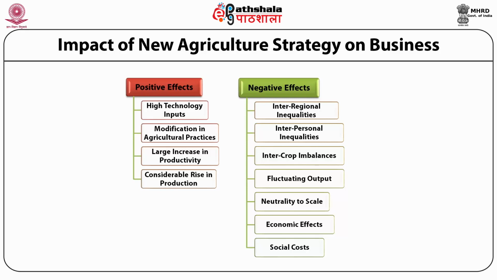First negative effect is that inter-regional inequalities have increased and interpersonal inequalities have also increased. This has led to a disturbed cropping pattern as well, and there has been intercrop imbalances as well. Fluctuating output is another negative effect. Neutrality to scale, economic effects, social costs, these are some of the negative effects associated with the new agriculture strategy on business.